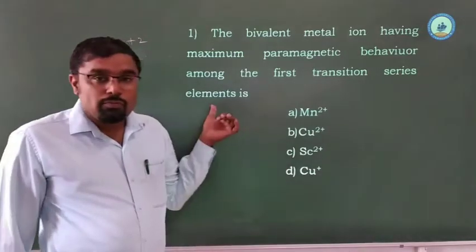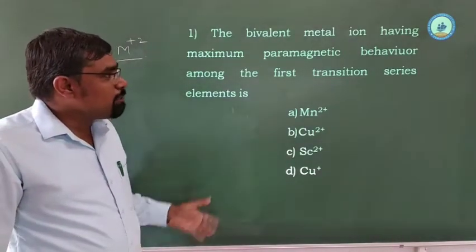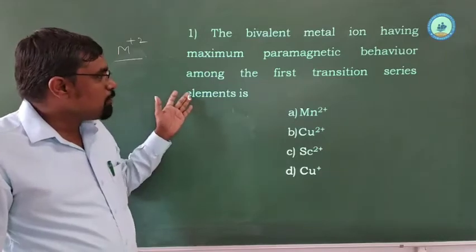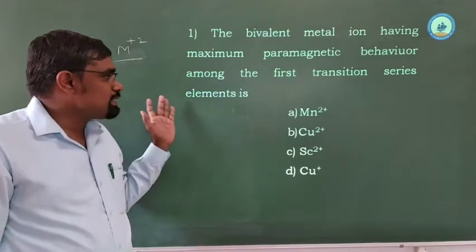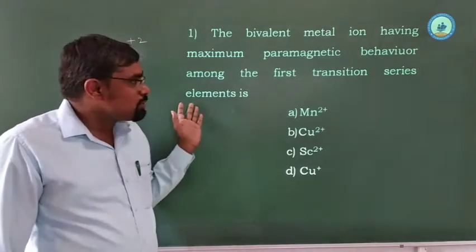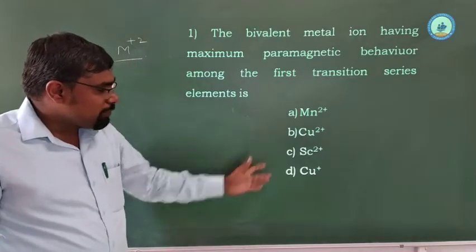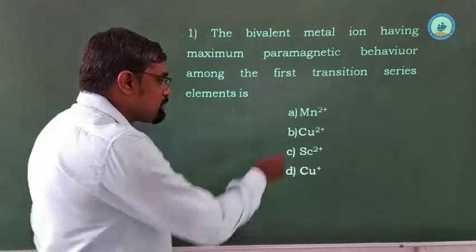Okay, so we are going to discuss this question. The bivalent metal ion having the maximum paramagnetic behavior among the first transition series of the elements. Now we have to understand that. So here first we have to write the electronic configuration of these ions.